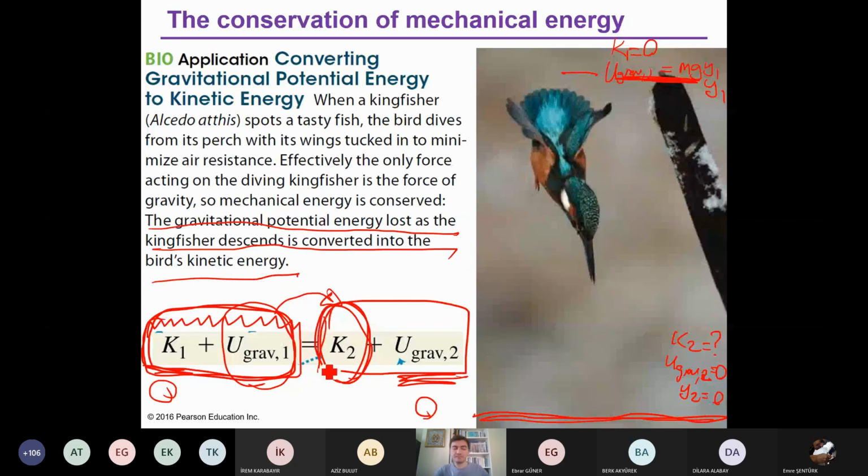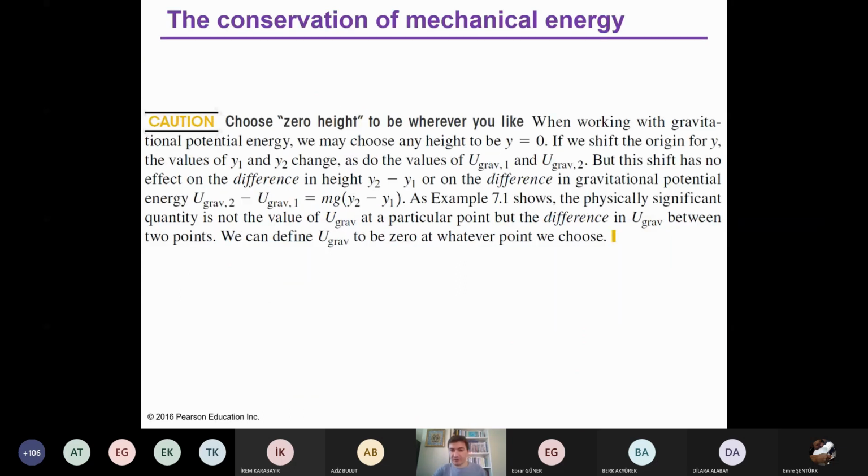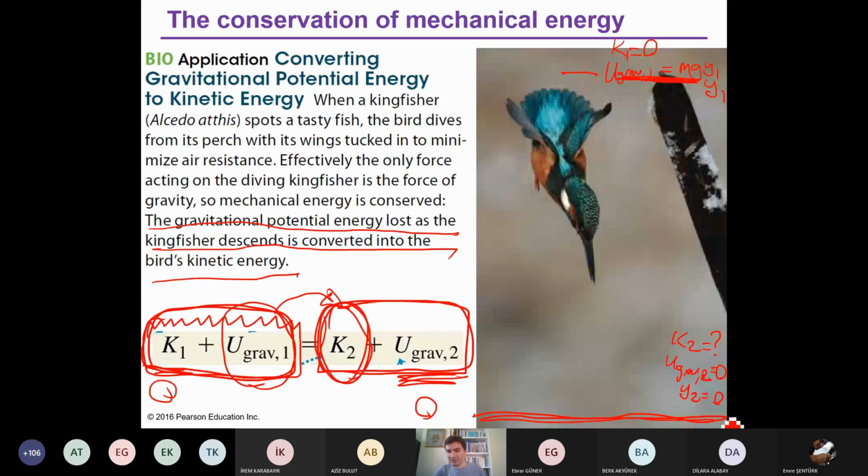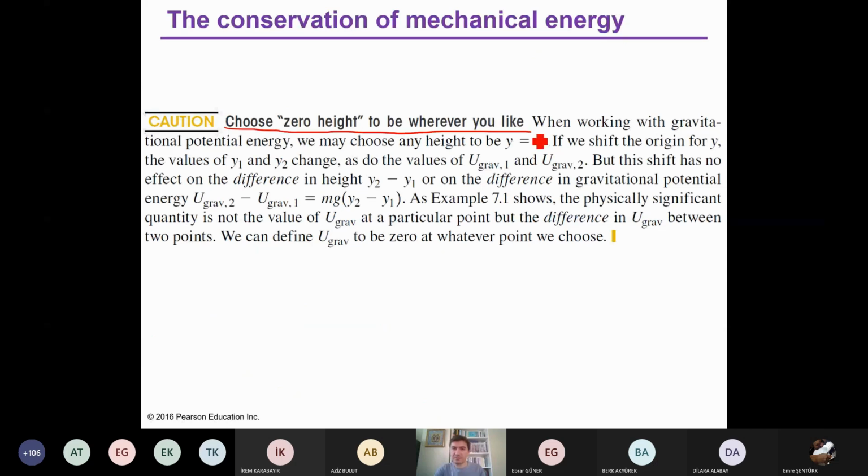Any question here? What about the choosing of origin? For example, here I have chosen that this is the origin, and here the height is 0, okay? For the vertical axis, I have chosen that this is the origin. You can also choose that this is the origin. It depends on you, and the result will not change, okay? So choose 0 height to be wherever you like. When working with gravitational potential energy, we may choose any height to be y equals 0. This is the caution from the book and very helpful information when you are dealing with gravitational potential energy related questions.